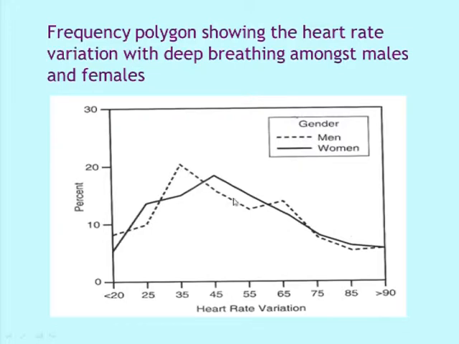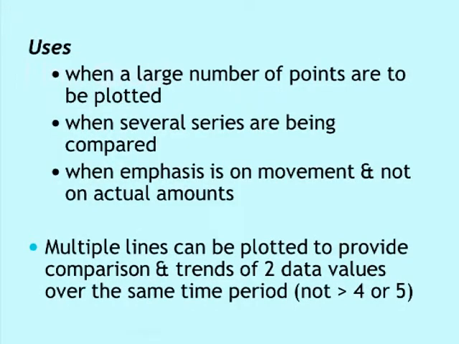The males are represented by a dotted line and females by a continuous line. So this is a frequency polygon wherein we can compare two categories or two groups of people for the same variable. What is the use of a frequency polygon?